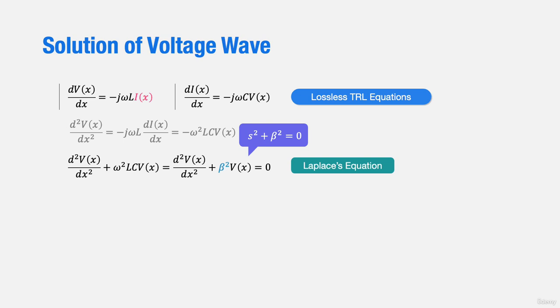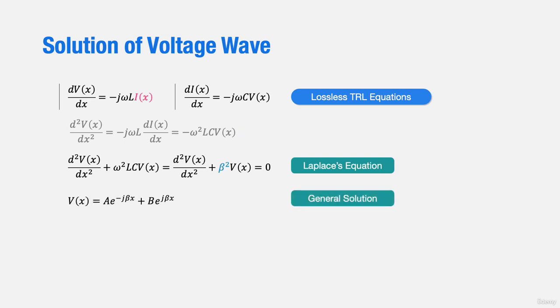We know that the roots are positive and negative j beta, meaning the general solution of the voltage wave can be expressed as A times e to the power of negative j beta x plus B times e to the power of j beta x. And furthermore, we can relate beta squared to the coefficient omega squared LC, where we get beta equals omega times the square root of L times C. This value is known as the propagation constant.